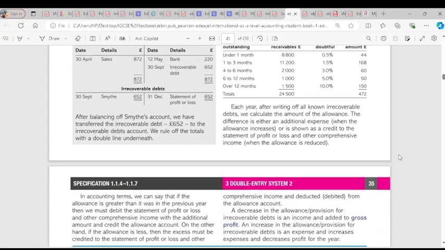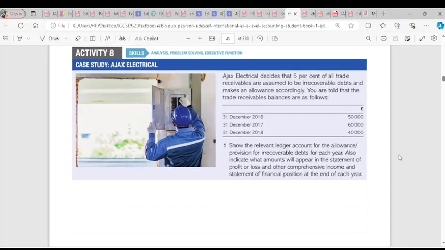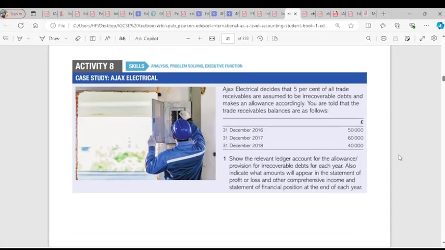So go to activity 8. Are you there? Yeah. So it's IAS Electrical decides that 5% of all trade receivables are assumed to be irrecoverable debts. So it means it assumes that all its trade receivables will have 5% irrecoverable debts. Accordingly, you are told that the trade receivables balances are as follows. In December 2016, 50,000 was the trade receivable. In 2017, 60,000. In 2018, 40,000. That is the analysis. That was the case study.